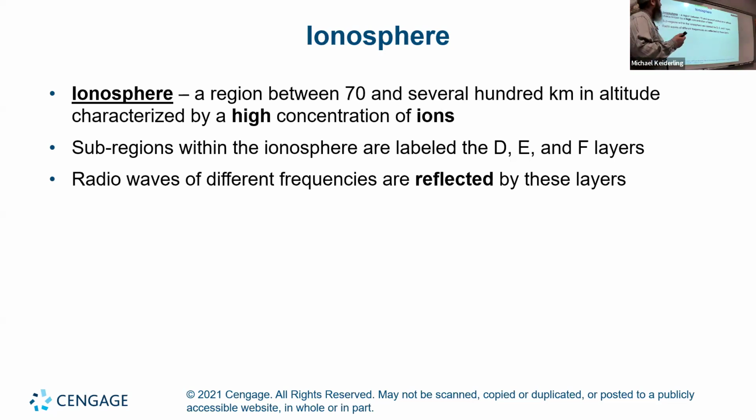So there's also a layer, or a set of layers, in the atmosphere that's called the ionosphere. This is a region between about 70 and 100 kilometers in altitude, and it's characterized by a very high concentration of ions. And the subregions within this are labeled the D, E, and F layers.